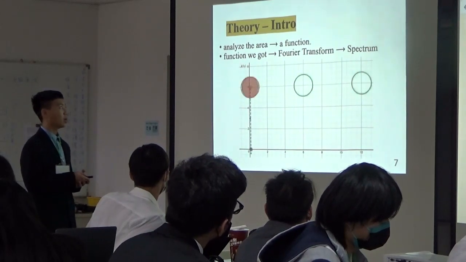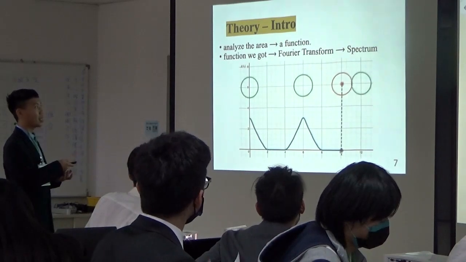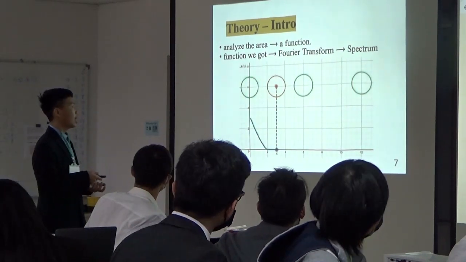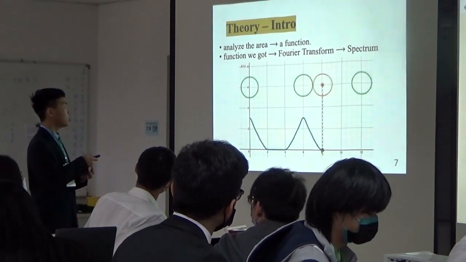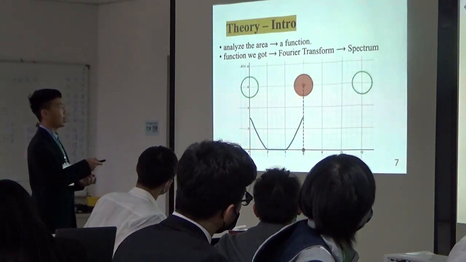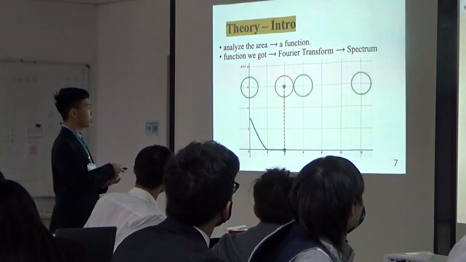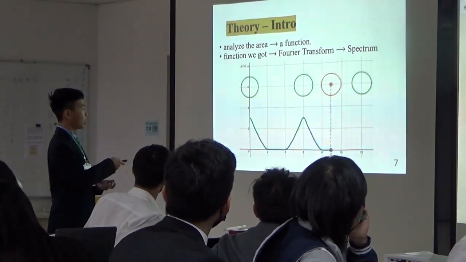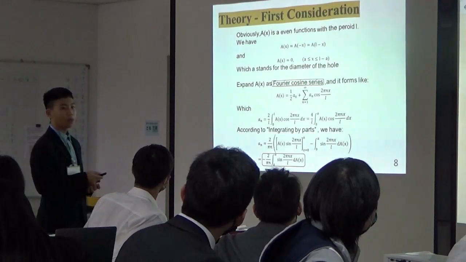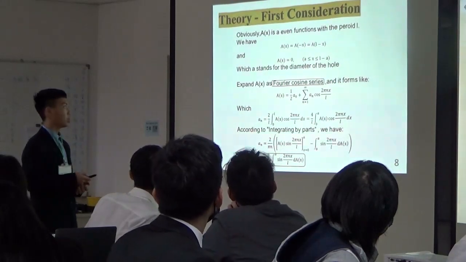The method that we analyze the theory and the experiment is that we just analyze the area, A of x, and we can get a function. We apply the Fourier transform to the function, and we can get a spectrum of this area, and we'll create a spectrum so that we can analyze the frequency.